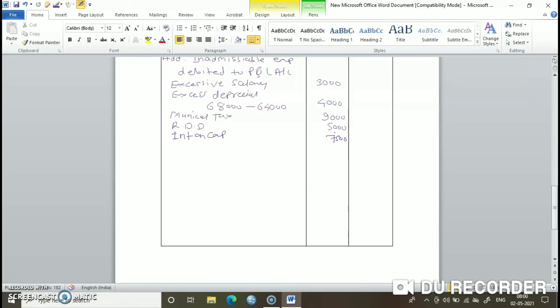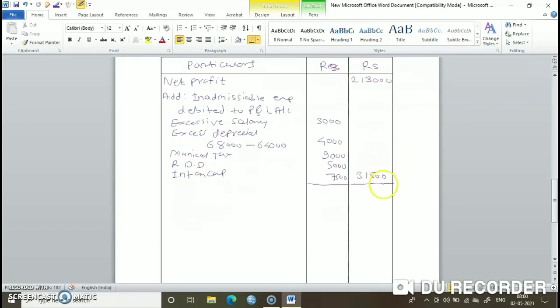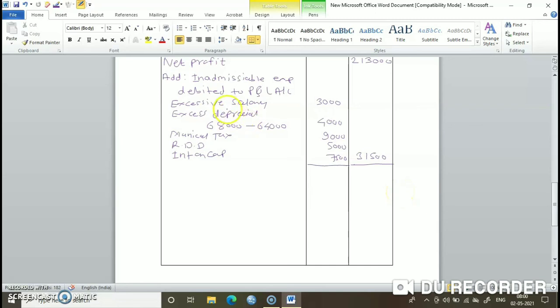And then last is profit and loss account. These are the total disallowed expenditure. We have to aggregate all these and add it into the profit. So the total is 31,500. Okay. So 2,13,000 plus 31,500, so total is 2,44,500. It is the net profit after adjusting disallowable expenditure.